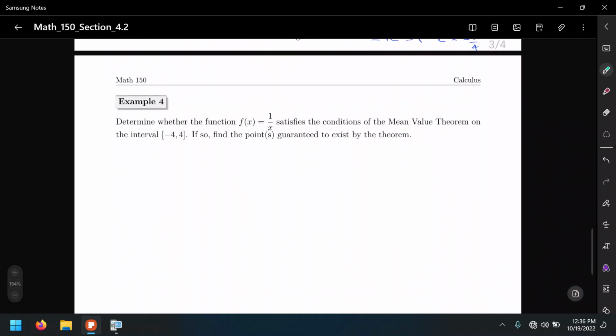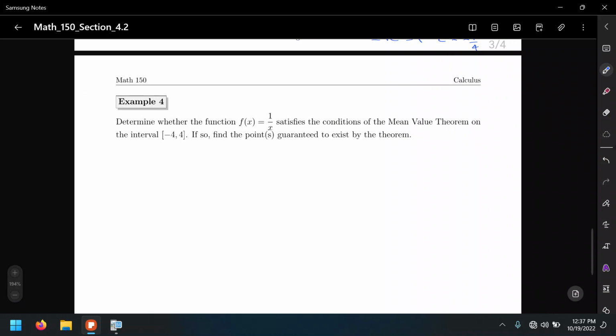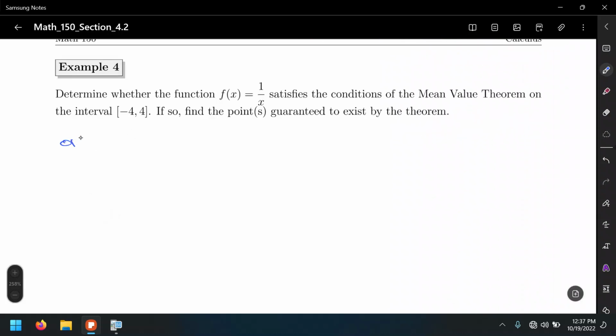Alright. Determine whether the function f of x equals 1 over x satisfies the conditions of the mean value theorem on the interval negative 4 to 4. And if so, find the point or the points guaranteed to exist by the mean value theorem. So letter A, is the function continuous on negative 4 to 4?